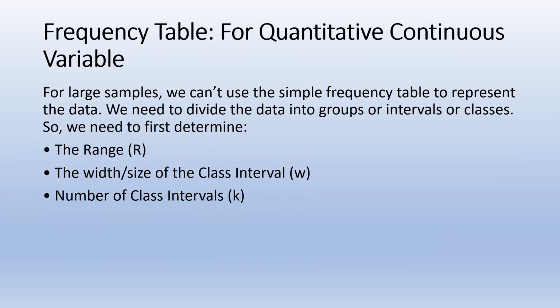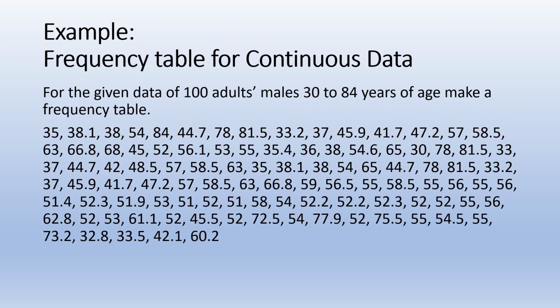When data is continuous and the sample size is large, we cannot list every value individually. Instead, we divide data into class intervals. Before constructing a grouped frequency table, we must determine the range, class width, and number of classes, K. For example, frequency table of continuous data. Given data of 100 adult males 30 to 84 years of age, make a frequency table.